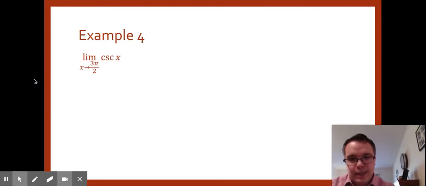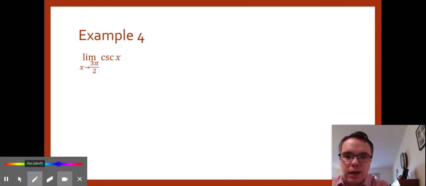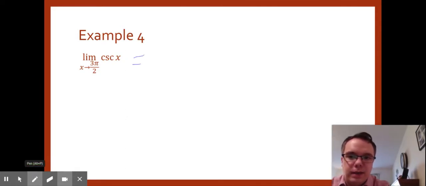All right, last example, we're going to take the limit as x goes to 3 pi over 2 of the cosecant of x. There's no denominator here, so we should be able to just use direct substitution to figure this out. So if I go ahead and plug that in, I'm going to get the cosecant of 3 pi over 2.